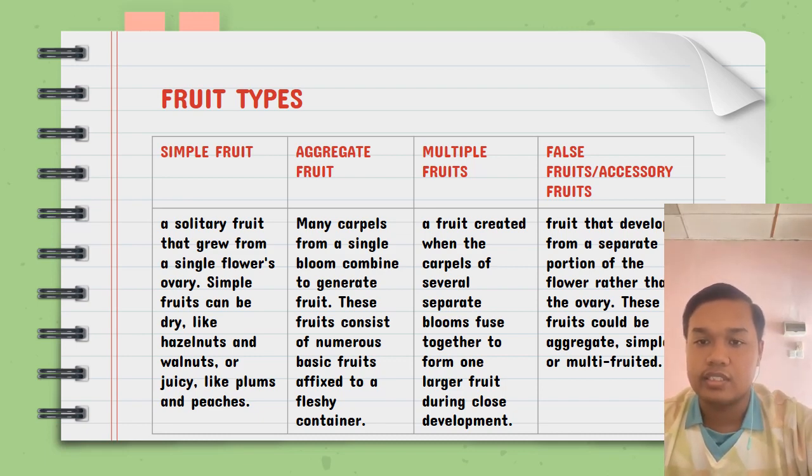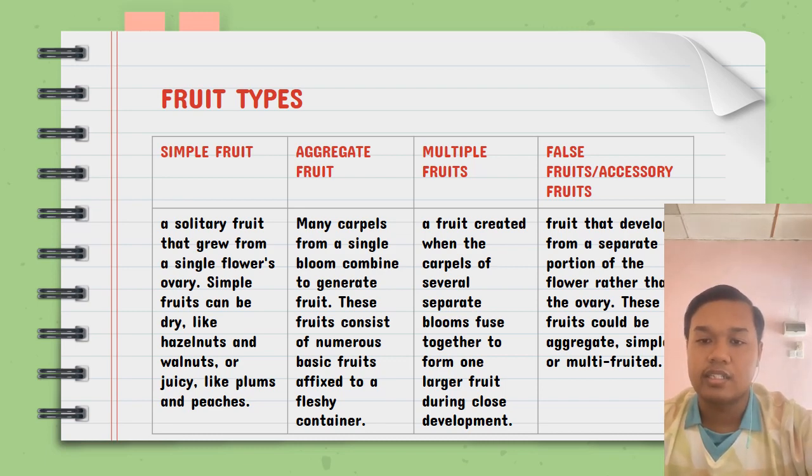And next is the multiple fruit. A multiple fruit develops from the ovaries of multiple flowers that are closely packed together. The individual fruits fuse as they grow, creating a larger composite fruit structure. Pineapples are a classic example of a multiple fruit.